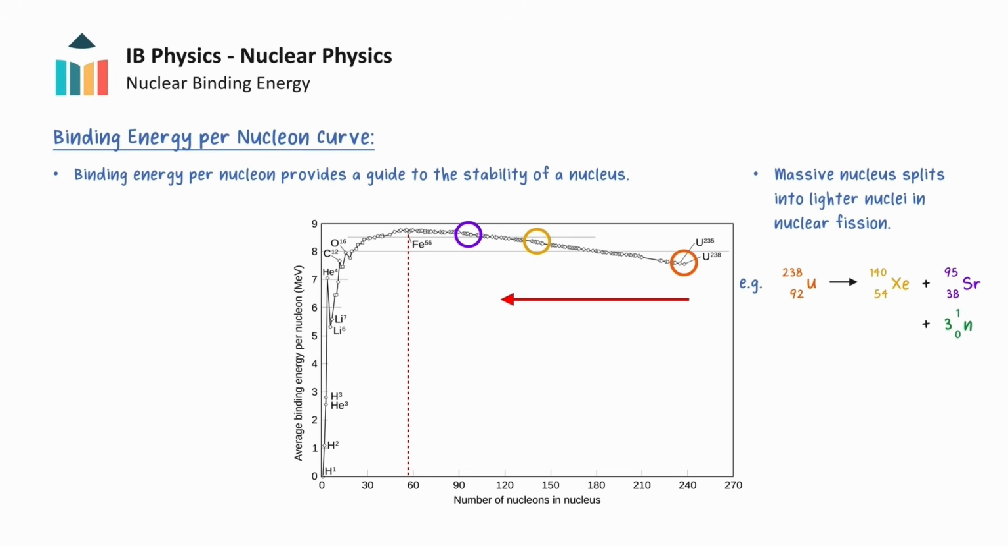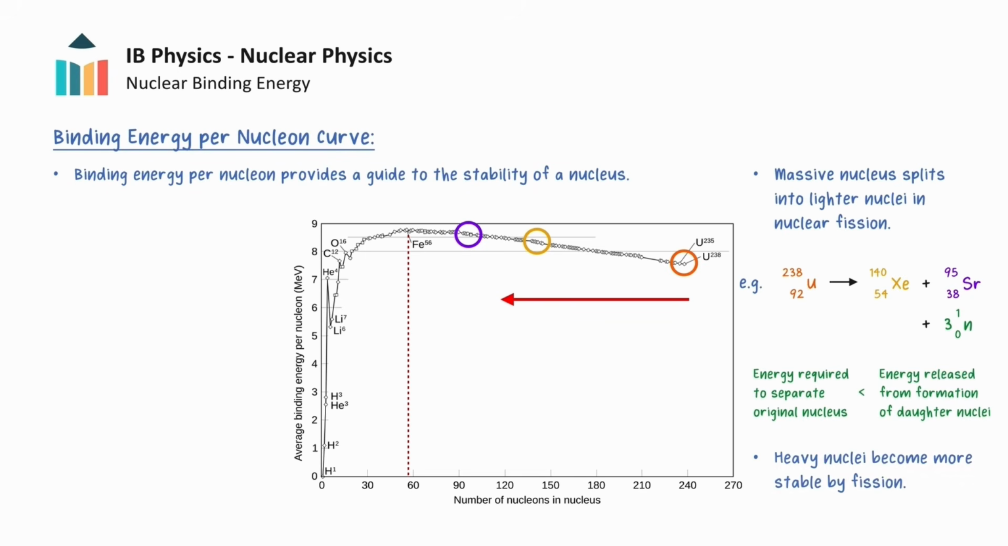Another way of thinking about this is that the energy required to pull the original nucleus apart is less than the total energy that is released when the two daughter nuclei form. So nuclei located to the right of the peak of the curve will become more stable by fission. For large nuclei, fission results in an overall decrease in mass and a release of energy.